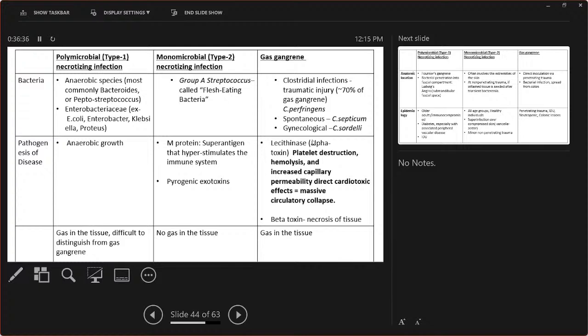Type 2, monomicrobial, is group A streptococci, that is one microbe, group A streptococcus, also known as flesh-eating bacteria. There are type 3 and type 4. Type 3 is a rare cause of necrotizing fasciitis, in this case, I have highlighted gas gangrene. Common causes of gas gangrene: Clostridium perfringens in traumatic injury, and spontaneous Clostridium septicum, and gynecological Clostridium sordellii.